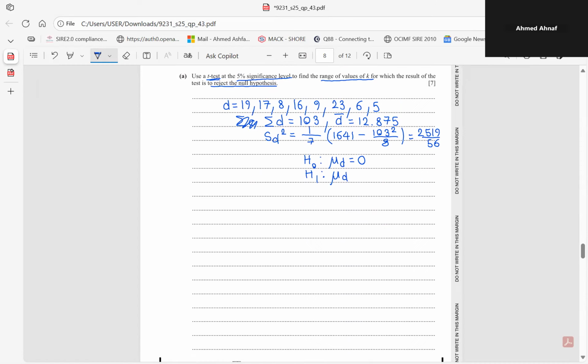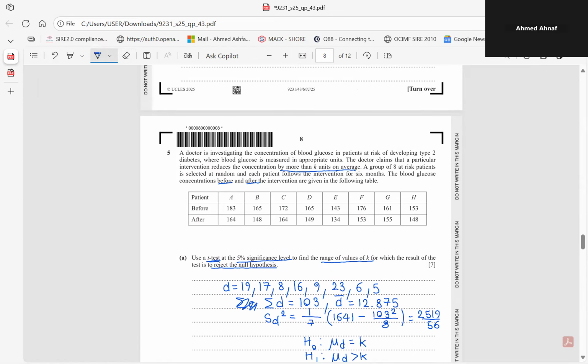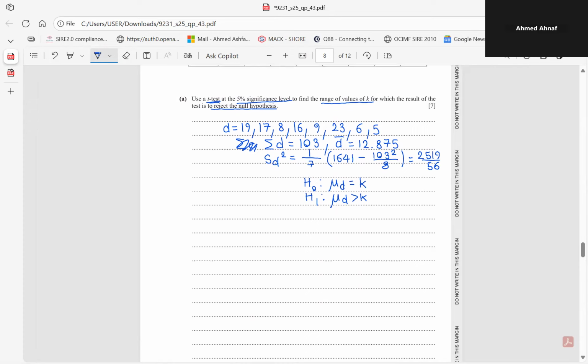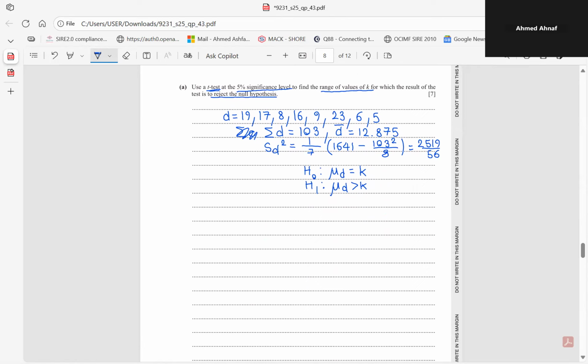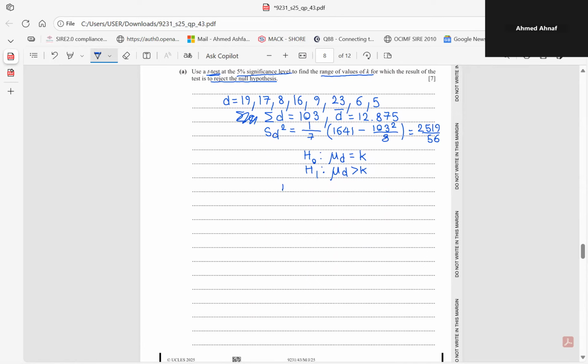So we set reduction to be positive. So yeah, more than k. Since this is more than k, mu d should be equal to k. Take note of this when you're forming your null and alternative hypothesis: the number should be the same for both. And with that, we're ready to find our test statistic.